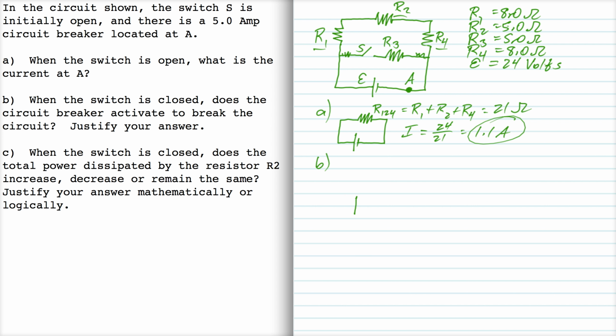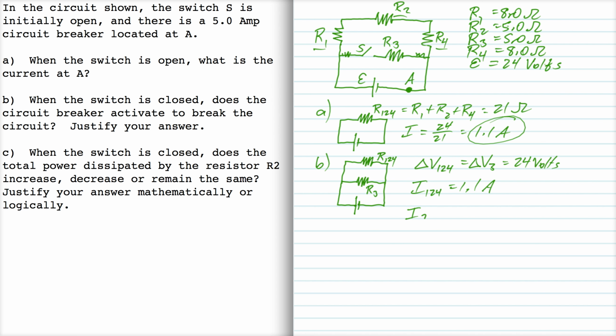So let's redraw this. When the switch is closed, we've got a resistor here that is R3, but then we also have another resistor up here, which is R124. Okay, and all right, so the voltage drop across resistor 124 and the voltage drop across resistor 3 is 24 volts, right? Because they're in parallel. And the current passing through 124 is still 1.1 amps. Really nothing's changed about that branch.